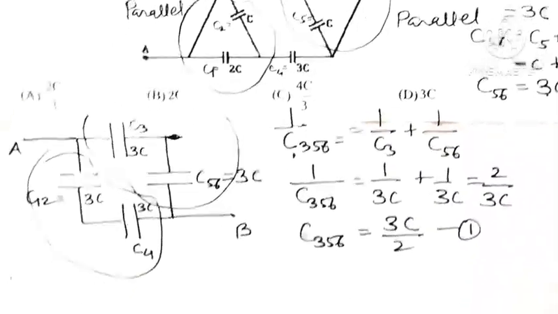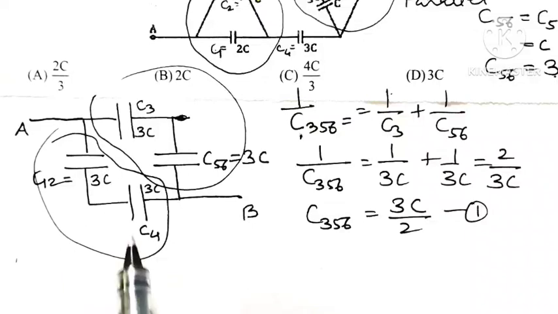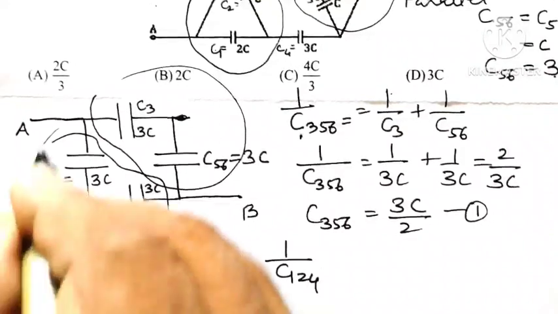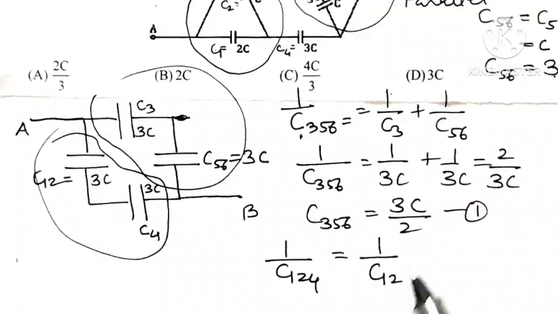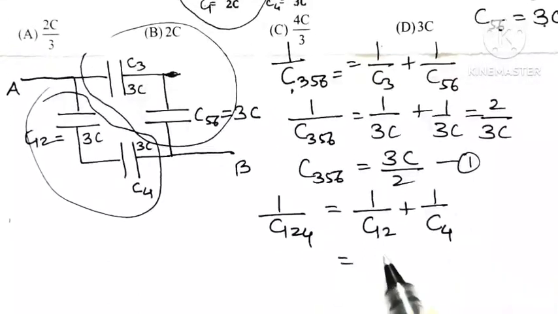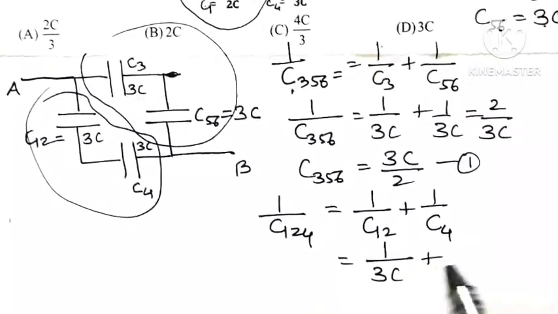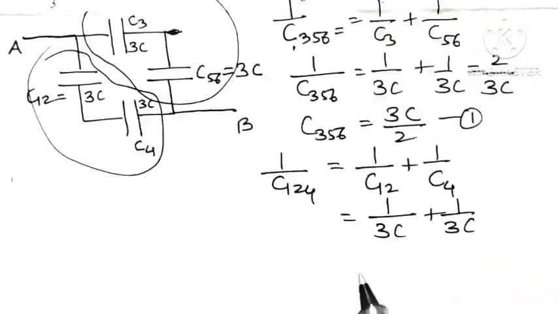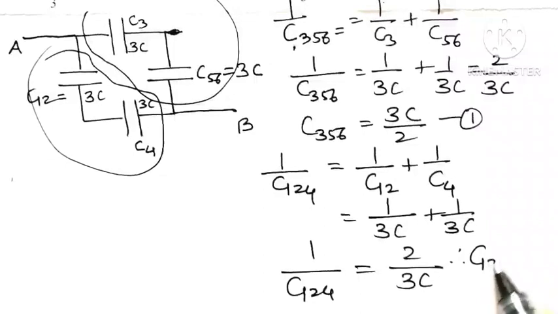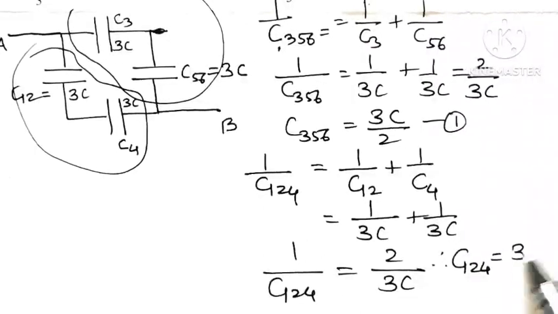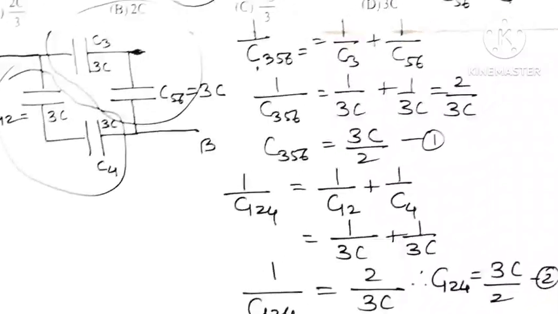Similarly, here C12 and C4 are in series. So 1 upon C124, the effective value of the series combination, is equal to the reciprocal of the first capacitor, 1 upon C12, plus the reciprocal of the second capacitor, 1 upon C4. What is C12? It is 3C and C4 is also 3C. So 3C is the LCM and 1 plus 1 is 2, that is 1 upon C124. Therefore, the effective capacitance is the reciprocal of this, 3C divided by 2. So this is equation number 2.